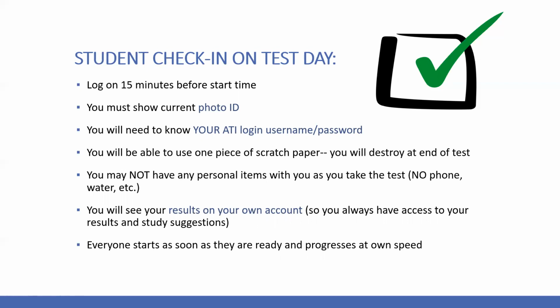As I mentioned previously, you'll have a piece of scratch paper, definitely want a pencil. You won't be able to have any personal items with you as you take the test, as far as a phone, snacks, drinks, any of that kind of thing. You will see your results as soon as you finish the TEAS. So it's not that you have to wait for those results at all. You will know right away.